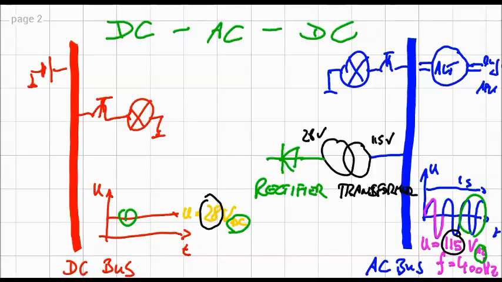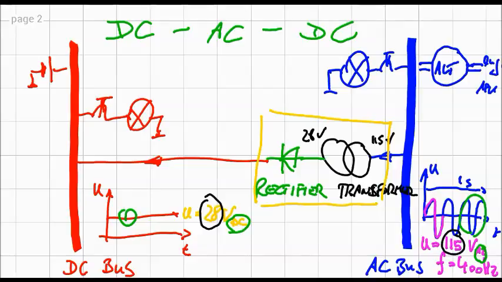And then we can take this electricity and put it to that system. So we can feed from the AC side and bring the energy to the DC side. Now for simplification, of course, we put all this into one box, and we call this box Transformer Rectifier Unit, TRU.